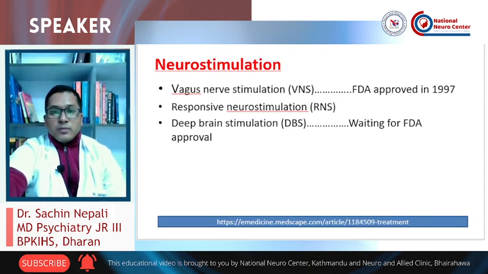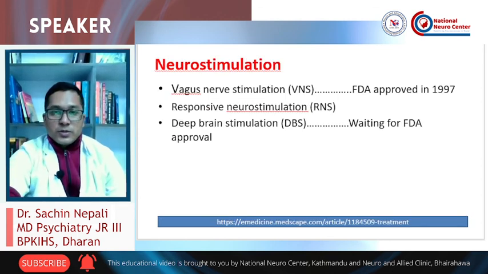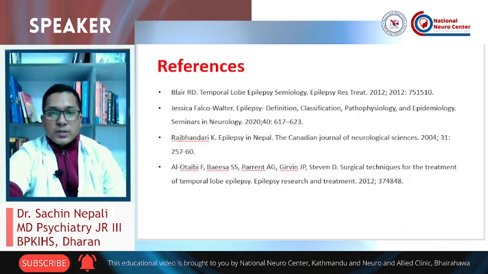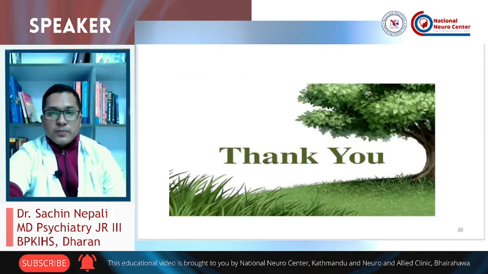Another treatment option is neurostimulation. Vagus nerve stimulation was already FDA approved in 1997. Another one is responsive neurostimulation, and the third one is deep brain stimulation, which is still waiting for FDA approval. These are all the treatment options for temporal lobe epilepsies, and these are the references for today's presentation.